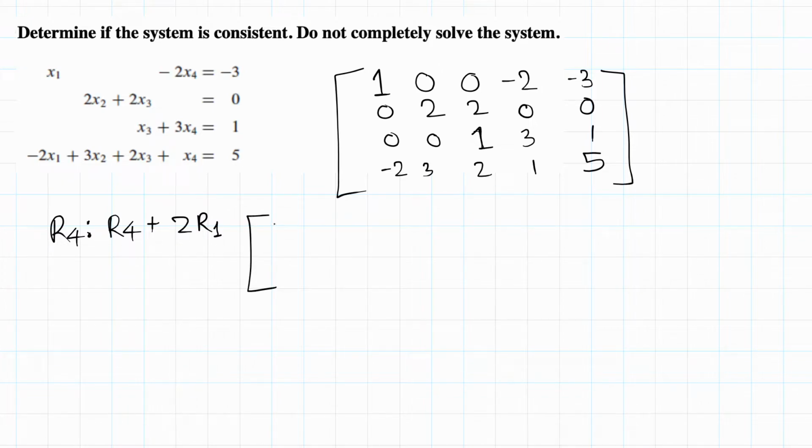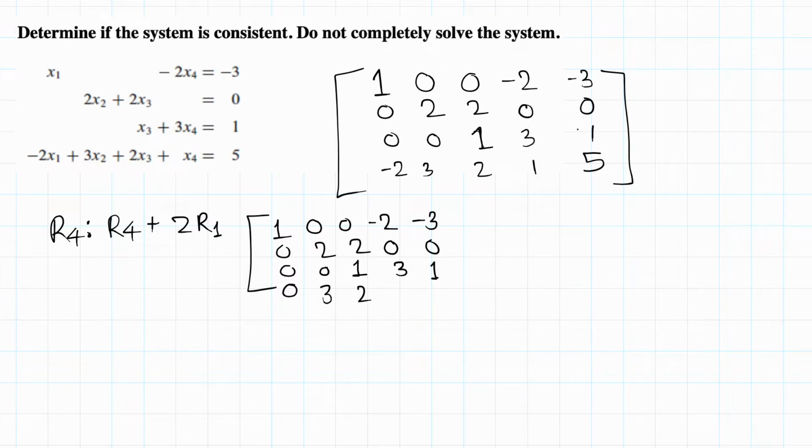So the first 3 rows are the same: 1, 0, 0, -2, -3, 0, 2, 2, 0, 0, 0, 0, 1, 3, 1. Now here, okay, we need to do this work. -2 plus 2 times 1, that is 0. 3 plus 2 times 0, which is 0. 3 plus 0 is 3. 2 plus 2 times 0 is 0, so just 2.